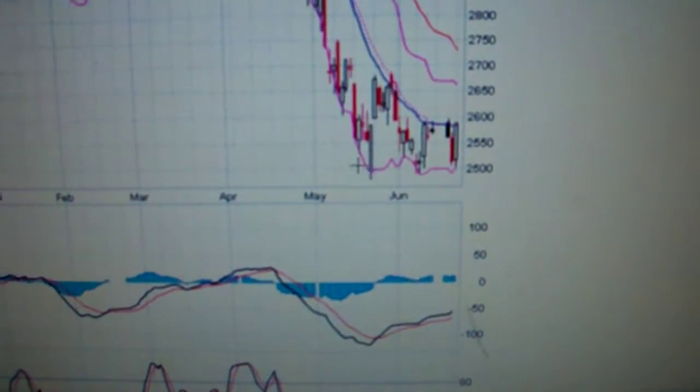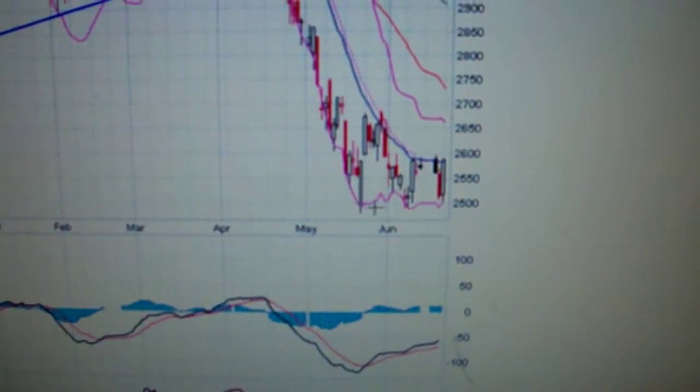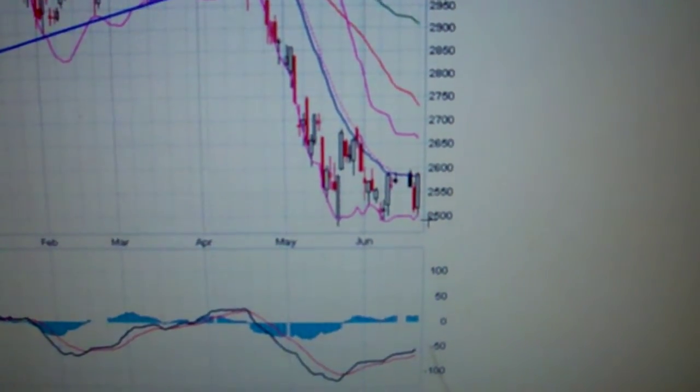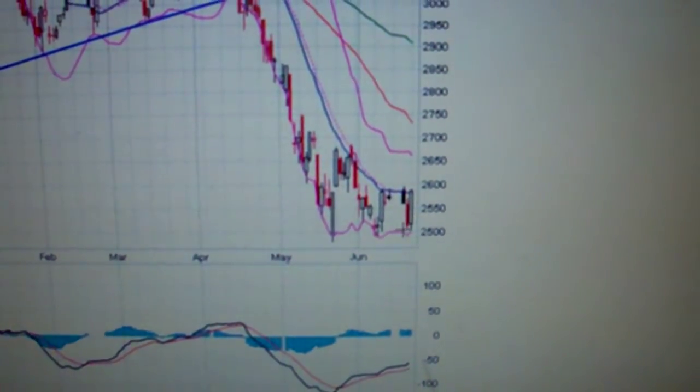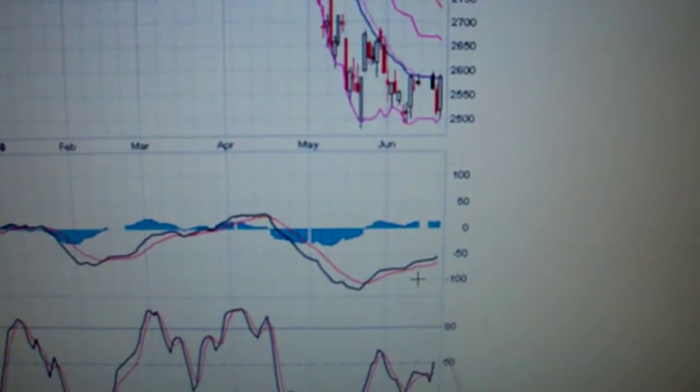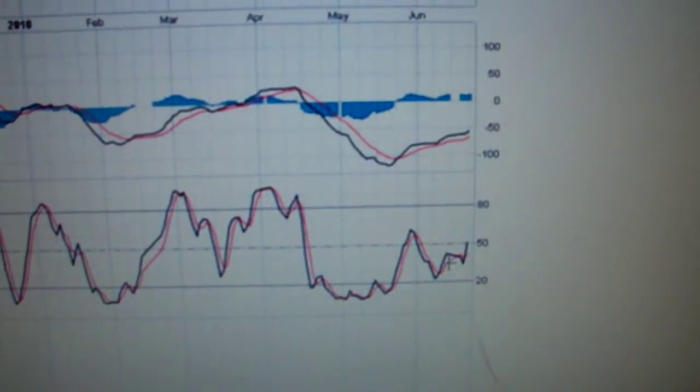I haven't seen too many bottoms, a triple bottom like this, and it looked like it was just ready to roll over and really crap the bed, and we got kind of bailed out with that currency news today.